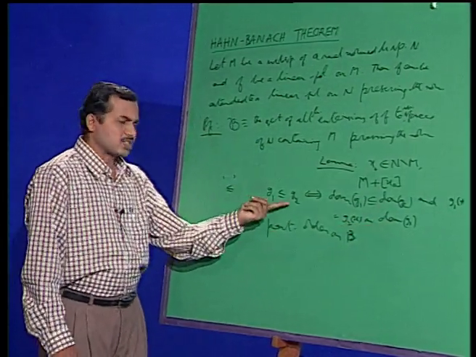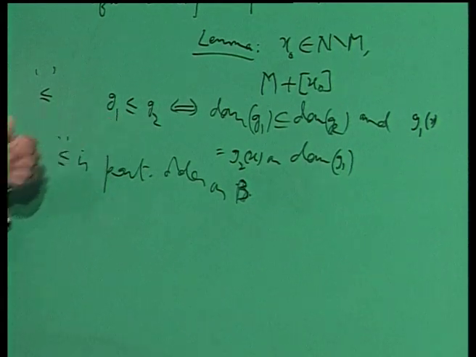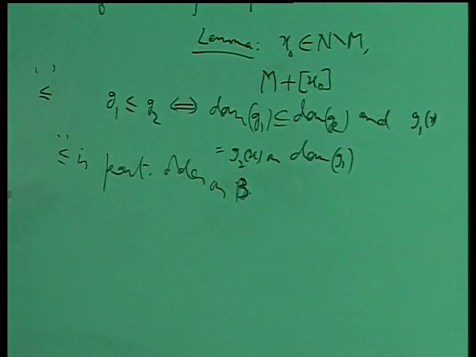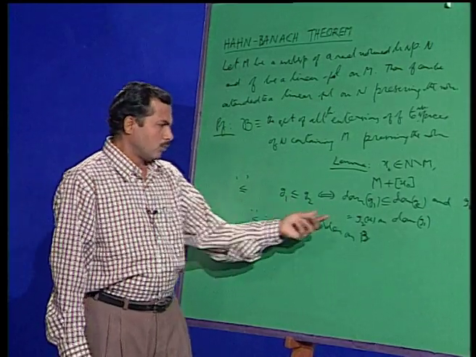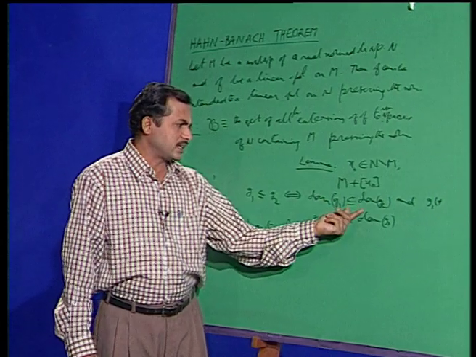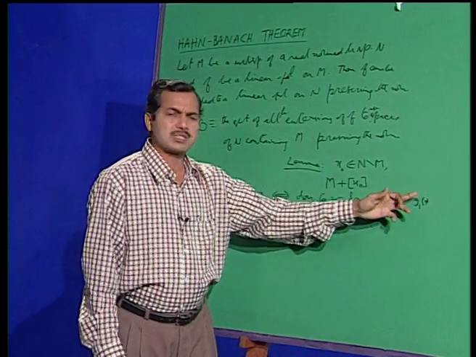Therefore, antisymmetry also can be verified. And regarding transitivity, if we assume G1 is less than or equal to G2 and G2 is less than or equal to G3, we obtain that domain of G1 is a subset of domain of G2, which is in turn a subset of domain of G3.